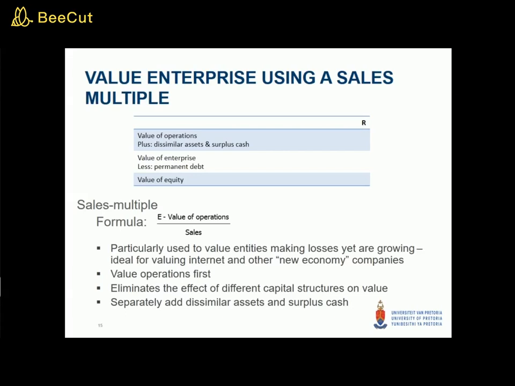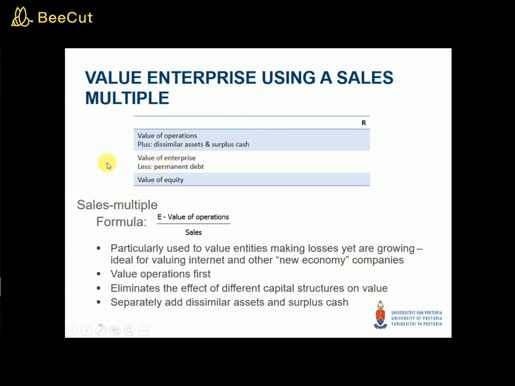So, how does the sales multiple work? It works in the same way as any other multiple. The only difference now is that instead of, for example, using my EBITDA figure, I'm now using my sales figure. I use this multiple to determine my value of operations. Once I've got that, I add my dissimilar assets and surplus cash. These must be valued separately. Why? Because they have a different risk profile. That provides me with my value of the entity.